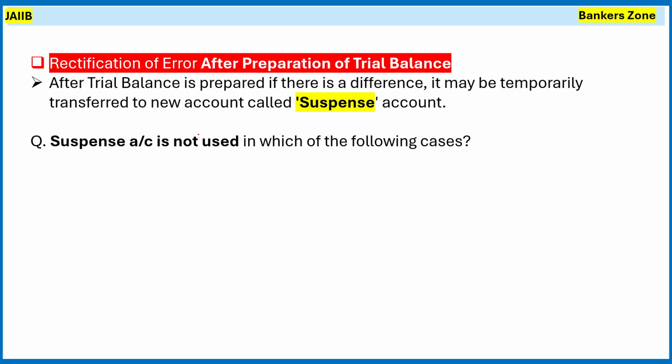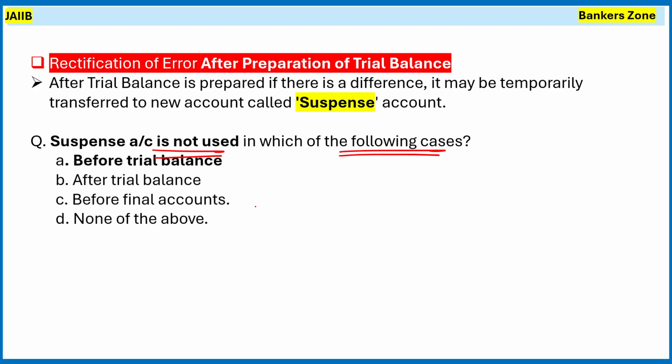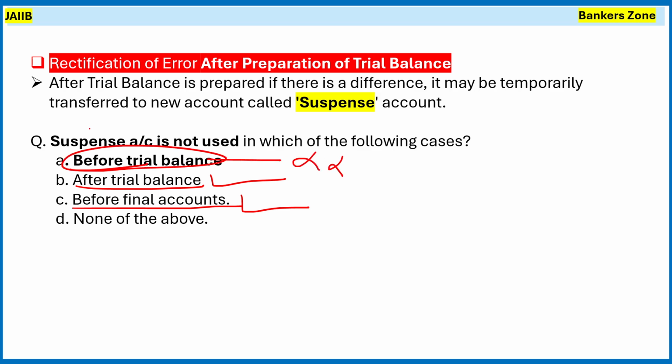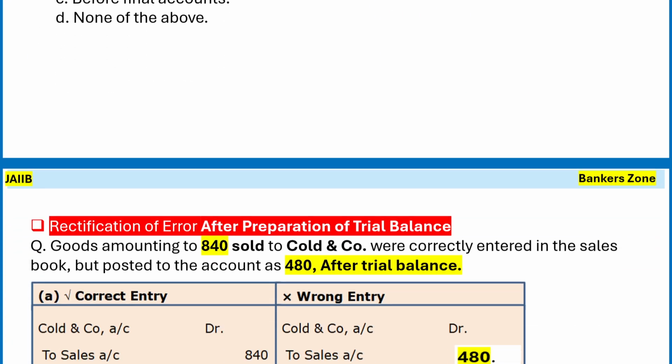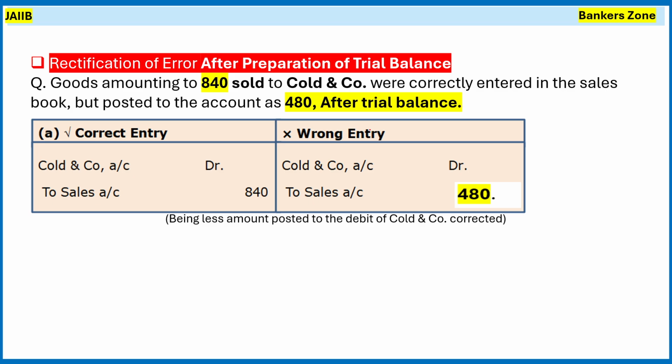See, suspense account is not used in which of the following cases? Simply, the suspense account cannot be used before the trial balance. So when should we use it? After the trial balance and before the final accounts. But before the trial balance, we will not use the suspense account. Remember, after the trial balance has been prepared and just before the final accounts, we can use the suspense account. Now see, rectification of an error after preparation of a trial balance.